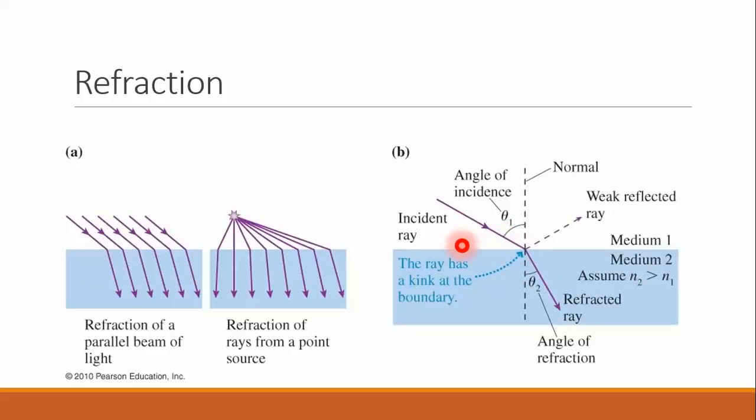Then inside the material, we have another normal, that's an internal normal, and then our refracted ray is measured from the normal to the refracted ray, that's theta 2. That's our angle of refraction. So we have medium 2 and medium 1. In this case, medium 2 has a greater index of refraction than medium 1.